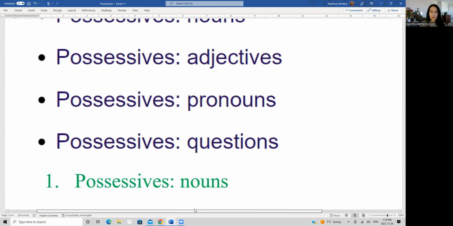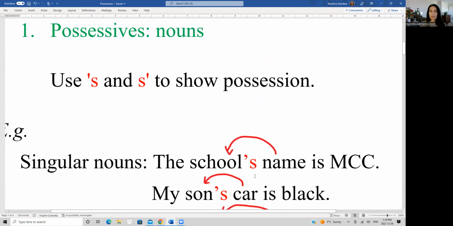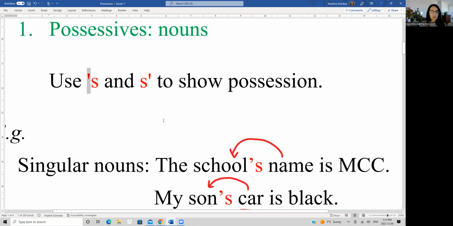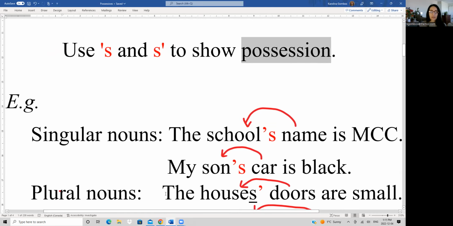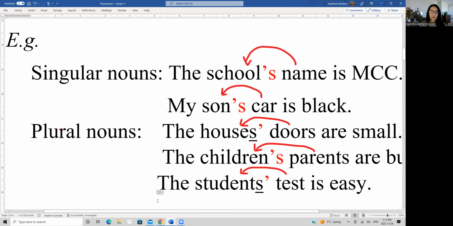possessive nouns. So when I want to express that something belongs to somebody, then I can use the apostrophe S. This little thing is called an apostrophe. Apostrophe S, or if the word ends with an S, then the apostrophe goes after it. You don't have to put an apostrophe and another S, okay? So to show possession, what's possession again? Something belongs to somebody. That's what possession means. So let's see some examples we put there for singular nouns.